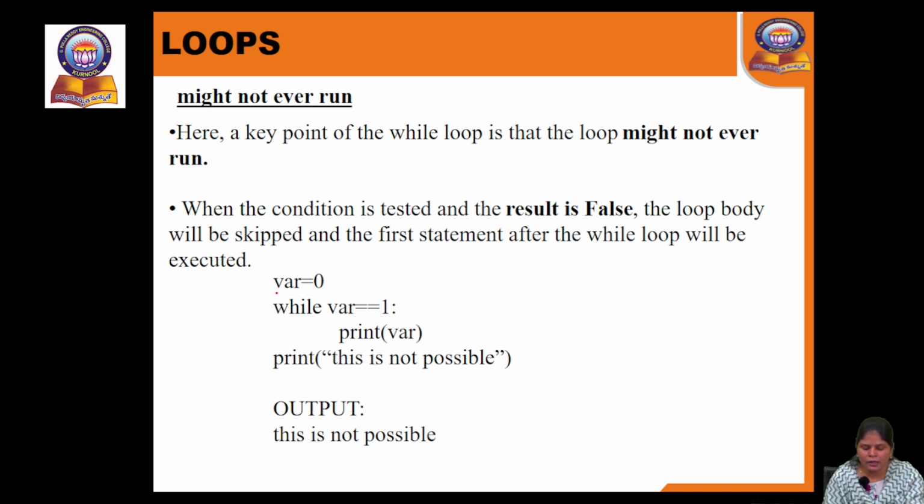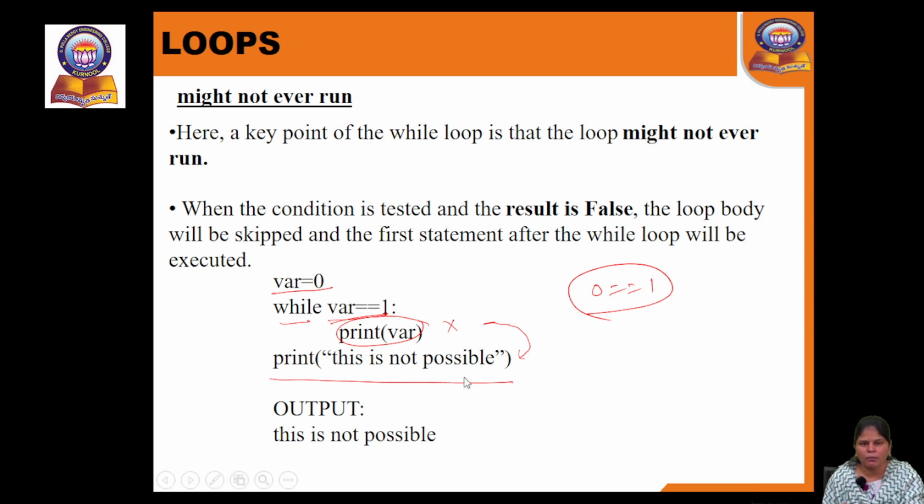So here I have taken a variable var equal to 0. And now I am checking with the condition while var equal to 1. That means 0 equal to 1. It won't happen any time. So here 0 will not be equal to 1. That's why this particular print var will not be executed even once. It might not run at all. So it comes out of this particular loop, and what is the statement outside of the loop? This is not possible, will be printed.